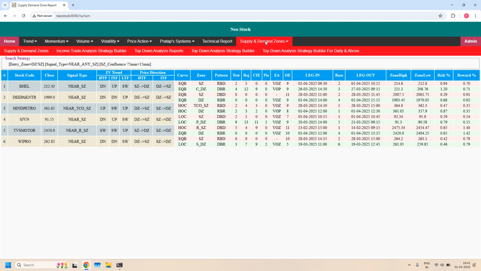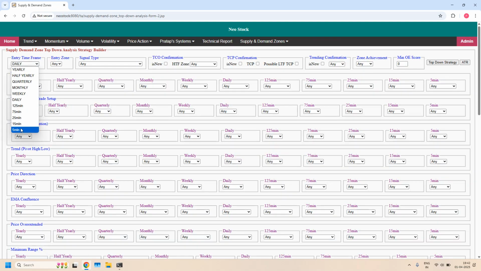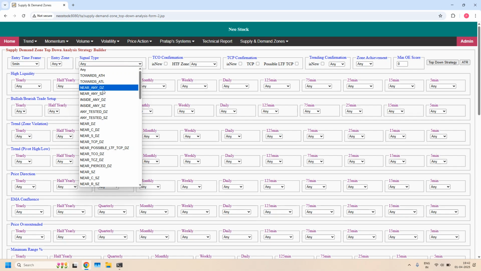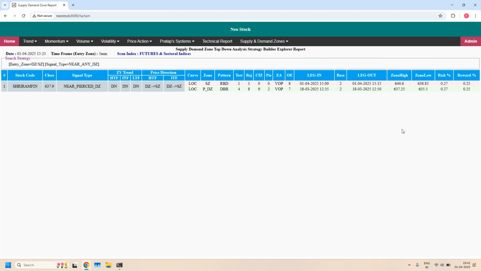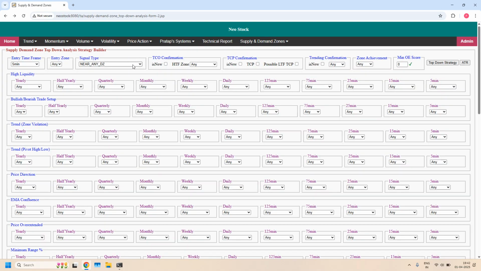Okay, next time frame is 5 minutes. Stocks near 5 minutes demand zone. We got only 1 stock. Anyway, it is pierced. Let's leave it. Next, 5 minutes time frame, stocks near 5 minutes supply zone.